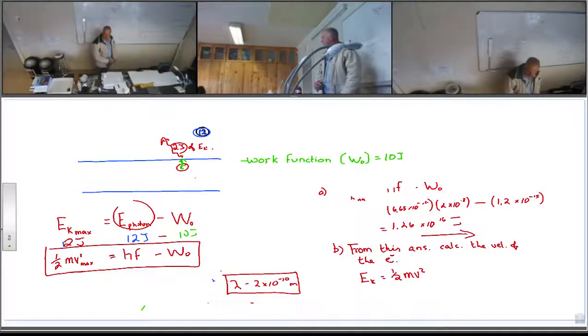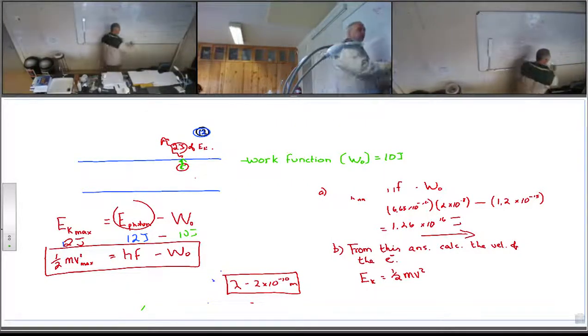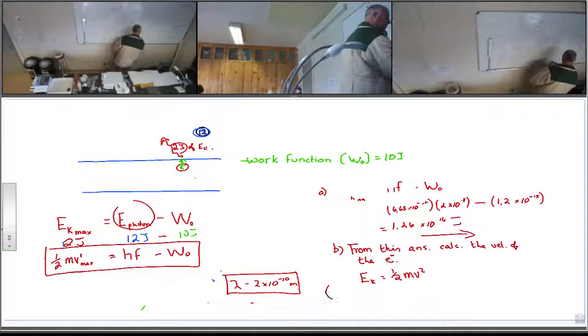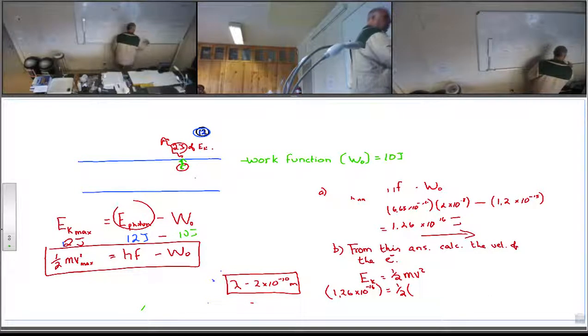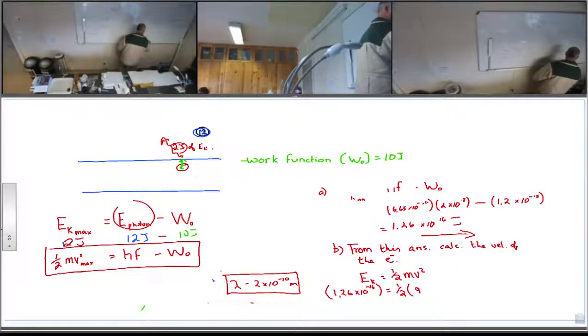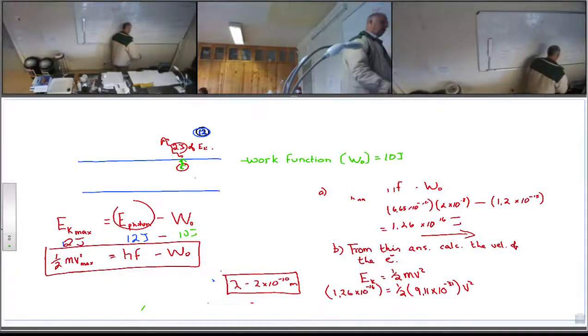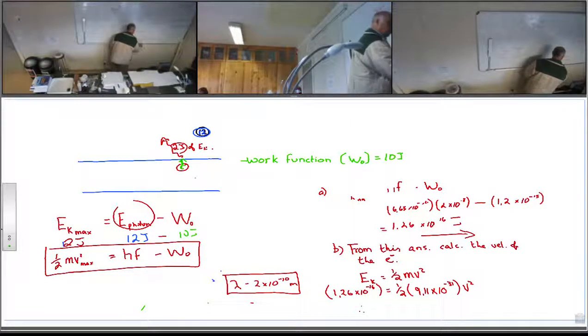We're asked to find V. We know that the EK is 1,26 times 10 to the minus 16. Half is a half. What's the mass of an electron? You looked it up in your data sheet: 9,11 times 10 to the minus 31 kilograms. V squared. And from this, you can get that V equals, what did your answer come out to be, Matthew?